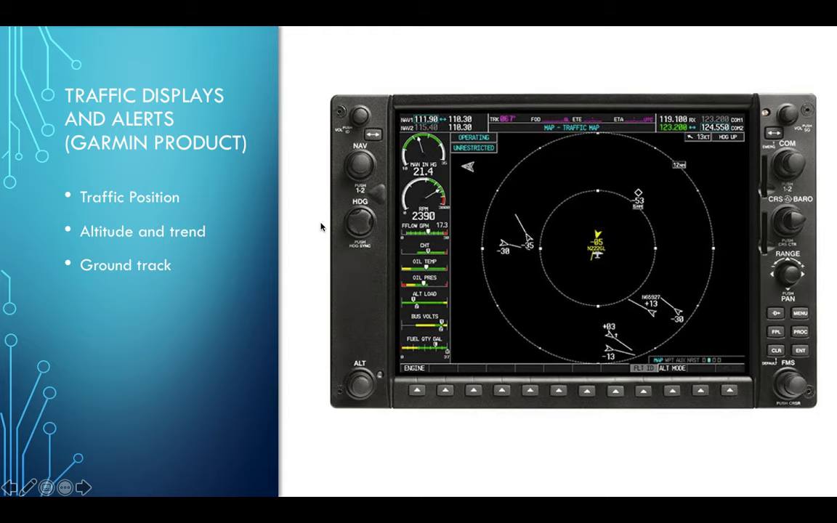Now keep in mind, this is not for traffic avoidance. Okay, this is not a system like TCAS to where if it alerts you of a problem, you can deviate from an ATC directed clearance. That is not what this is. This is information and situational awareness only.